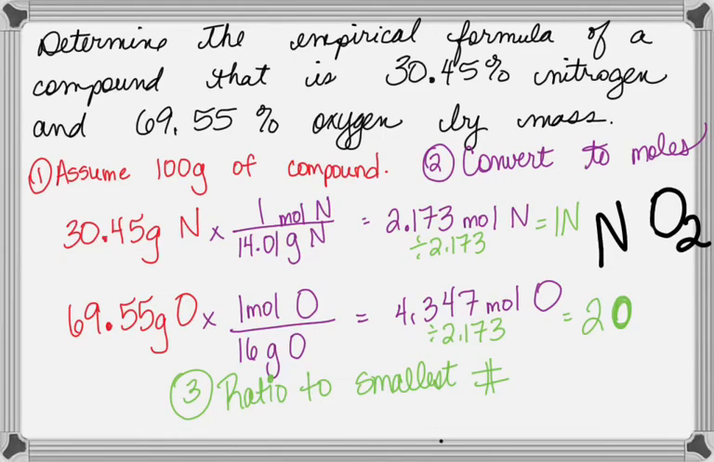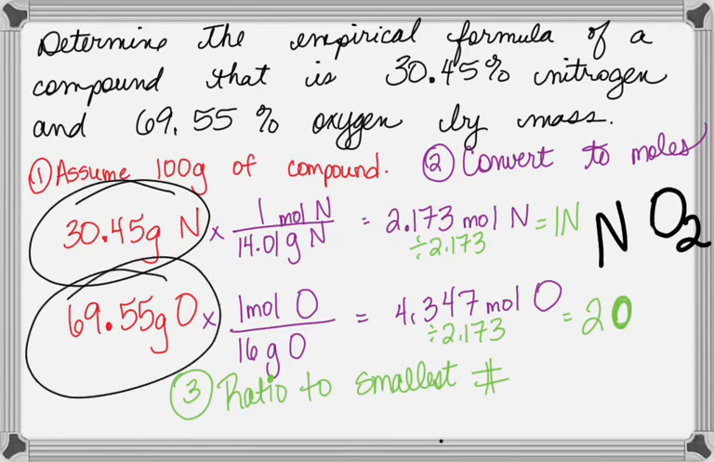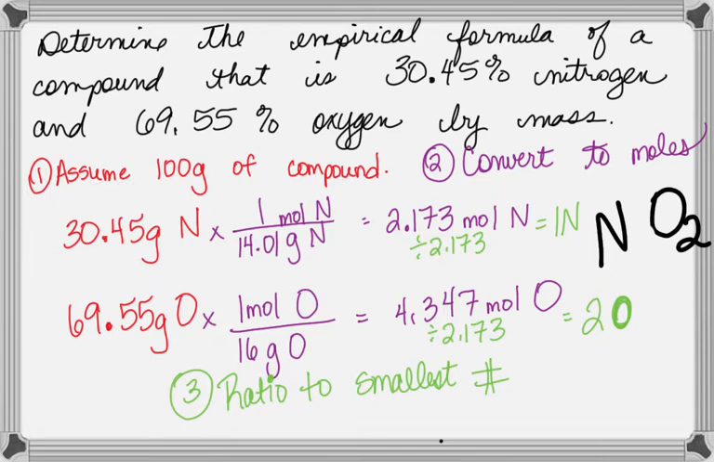This is the problem we worked in class last week, where we determined an empirical formula based on percents. And there were 3 steps to that problem. First, we assumed 100 grams of the compound, and so if 30.45% of that 100 grams is nitrogen, you'll recall that meant we had 30.45 grams of nitrogen and 69.55 grams of oxygen. The second step in solving this problem was to convert those to moles. We did quite a few calculations like that last week, where we used the molar mass from the periodic table.